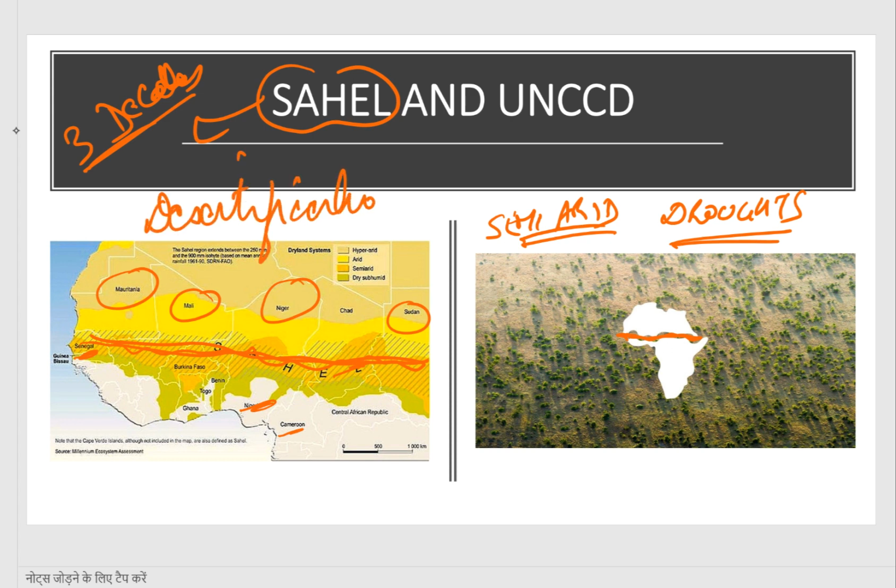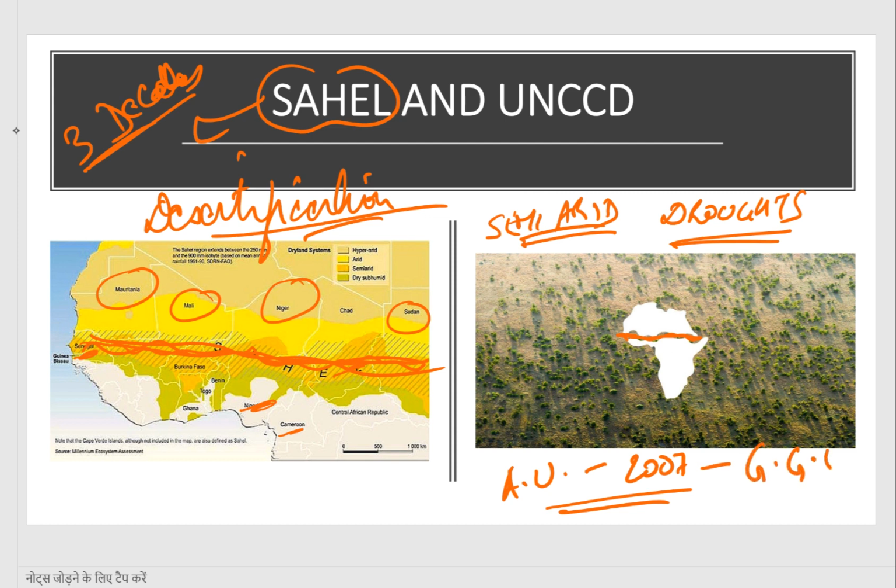It can spell disaster for the countries of the Sahel belt, and this is why the African Union in 2007 came out with a big project, the Great Green Wall Initiative. I repeat, the Great Green Wall Initiative. It started off in 2007. All that it focused upon was planting of trees in the whole of the Sahel belt, right from Senegal in the west till Sudan in the east. This is the Great Green Wall.